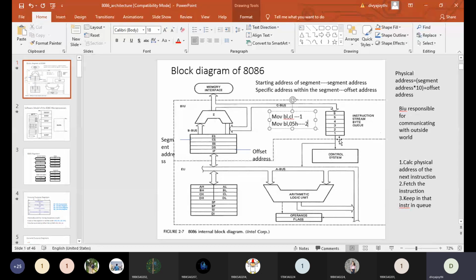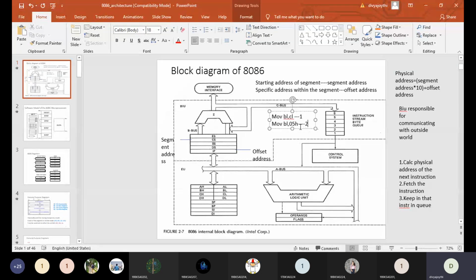Then you can ask a question, ma'am, when every instruction has to be decoded by the control system, the arrow could go from Q to the control system and from the control system to the execution unit. But here there is another arrow from the Q itself. Guys, did you get my question?